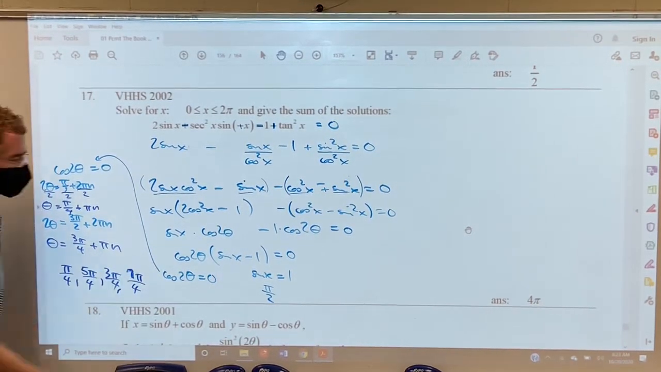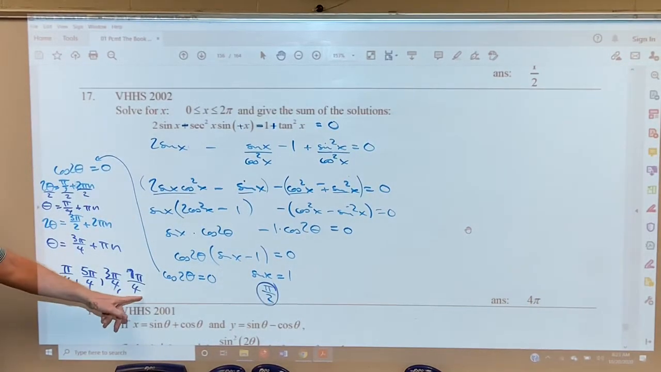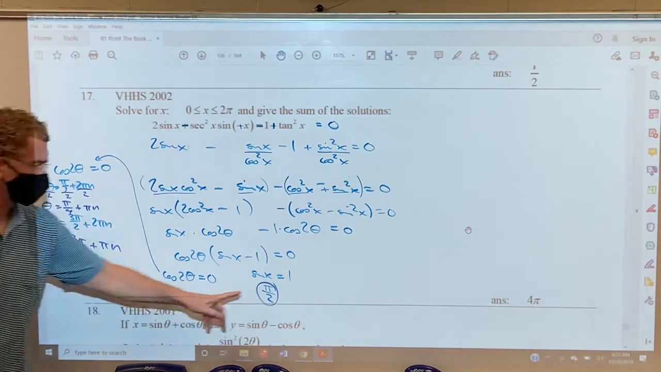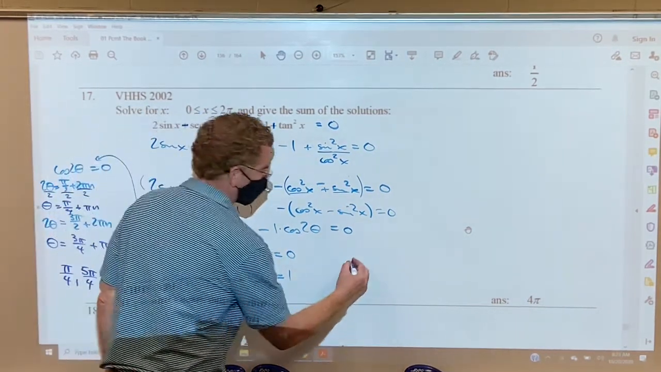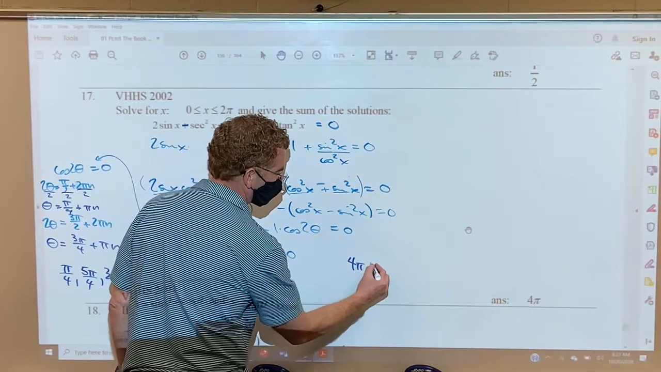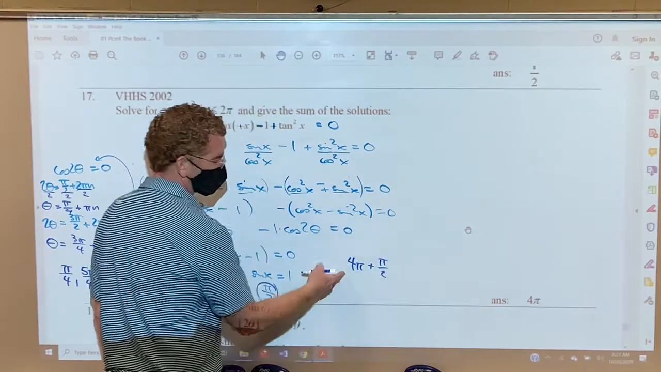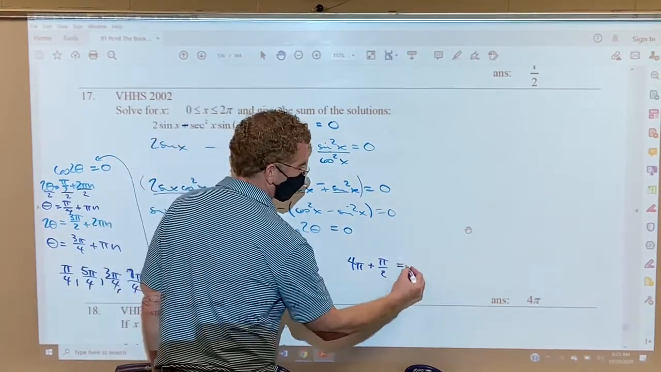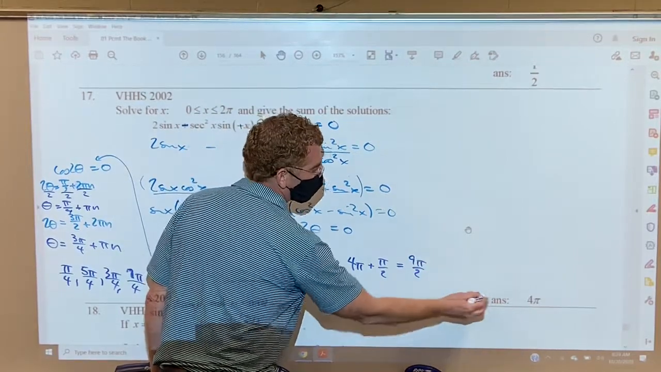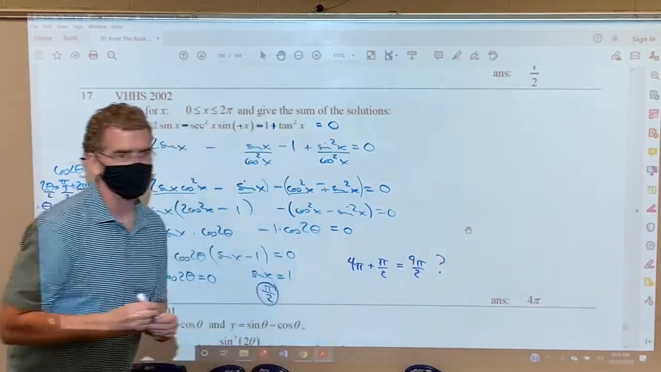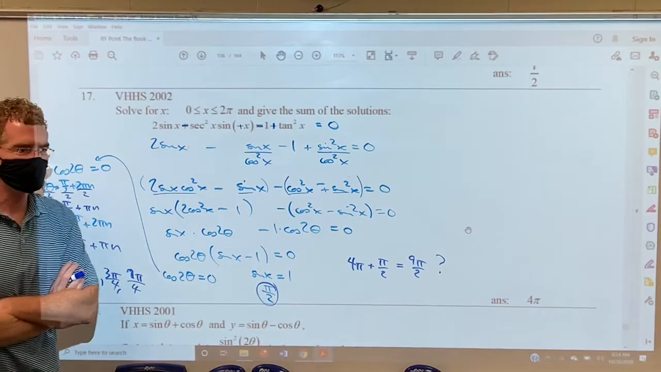And then I have this pi over 2. If I add all that up, I get what? 16 pi over 4, that's 4 pi plus pi over 2. Now why is 4 pi plus pi over 2, which we know is 9 pi over 2, not my answer? Can anybody tell me? Question of the day.